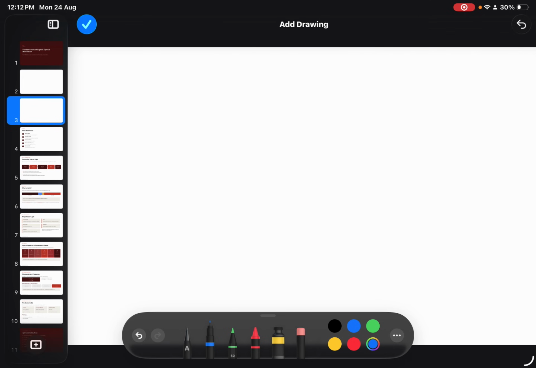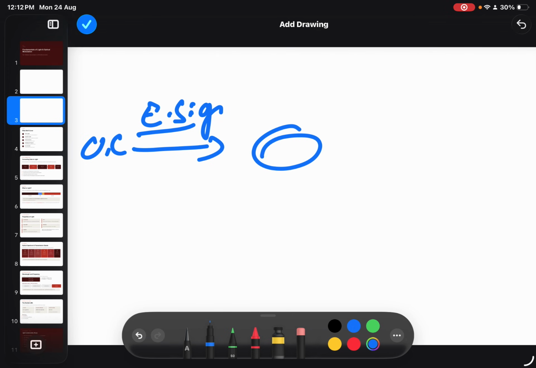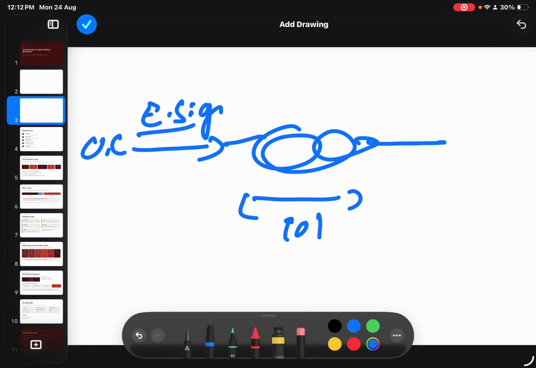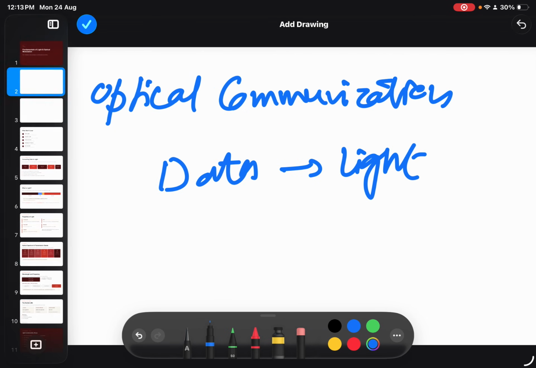Okay, so first let's understand what is optical communication. It is nothing but a process. So optical communication is the process of converting your electrical signal into modulated light signals, and transmitting them through the optical fiber across a given distance. So this can be some distance, let's say it's for 10 kilometers. Now there are multiple steps involved.